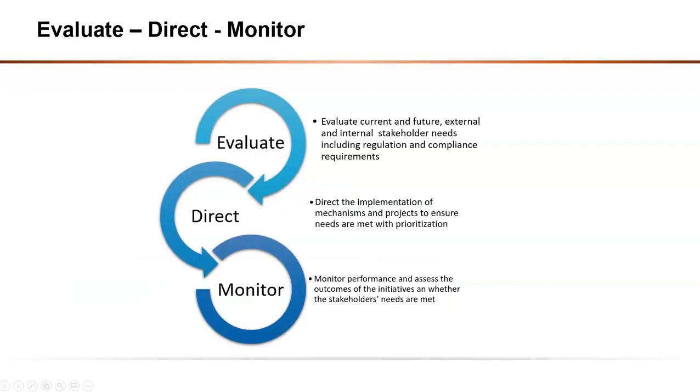objectives. To understand a little more about EDM: Evaluate current and future external and internal stakeholder needs, including regulations and compliance requirements. Direct the implementation of mechanisms and projects to ensure needs are met with prioritization. Monitor performance and assess the outcomes of the initiatives and whether the stakeholders' needs are met. So those are the EDM definitions here.